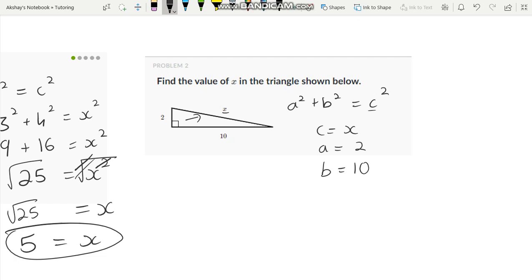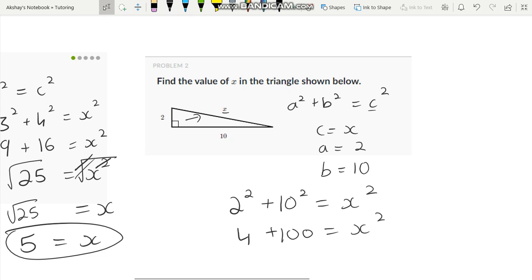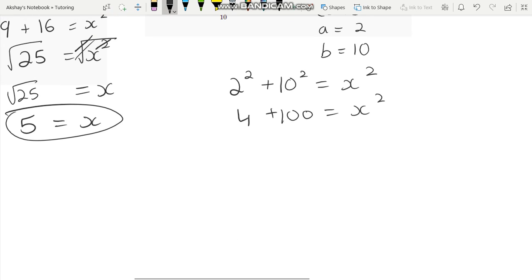Now we can start substituting our values in. So we said a is 2, so a squared will become 2 squared. We said b is 10, so b squared will become 10 squared. And we have c squared, we said c is x, so we have x squared now. 2 squared is 2 times 2, which is 4. 10 squared is 10 times 10, which is 100. And we have our x squared. We can add our 4 and 100, which gives us a whole number of 104.